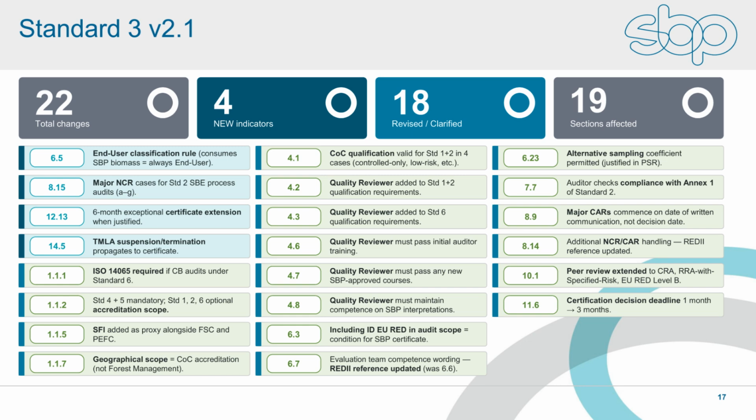Here's your map for Standard 3. 22 changes across 19 sections, 4 brand new indicators shown in dark teal, and 18 revised or clarified indicators shown in mid-teal. Standard 3 has a large number of changes in 2.1, so we'll focus on the 8 that matter most for your day-to-day audit work over the next slides. As before, treat this as your reference and refer to the published standard for the full list.